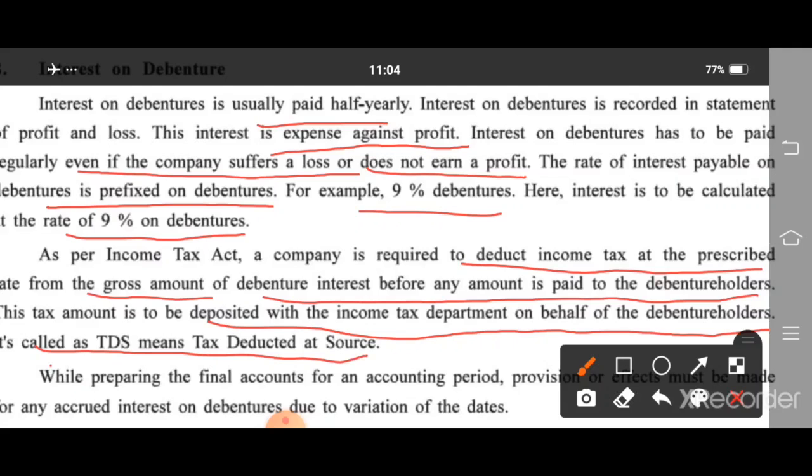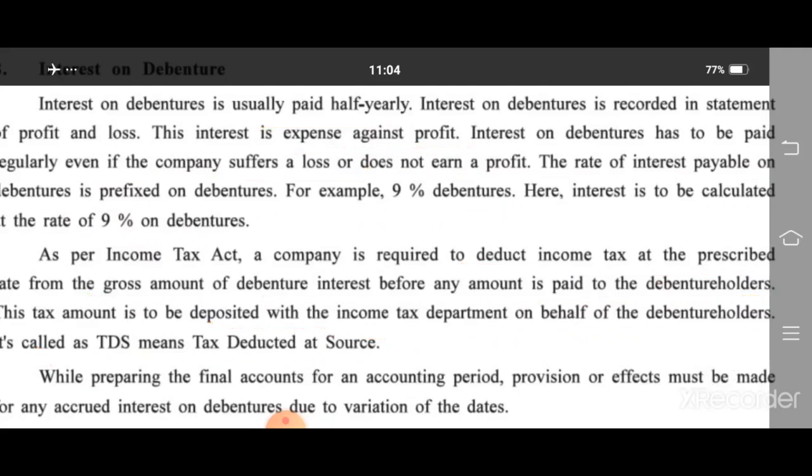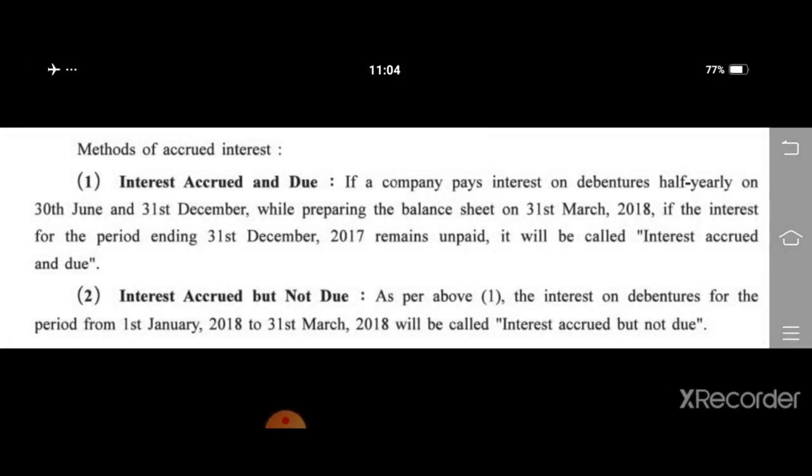While preparing the final accounts for the accounting period, provision or effects must be made for any accrued interest on debenture due to variation of dates. Here they have given us methods of accrued interest. First, interest accrued and due.